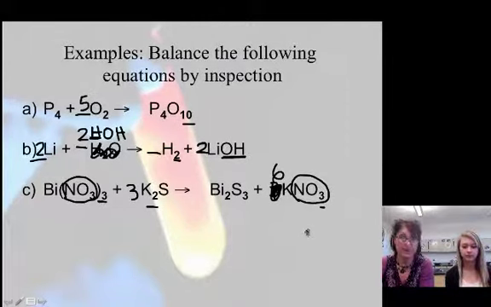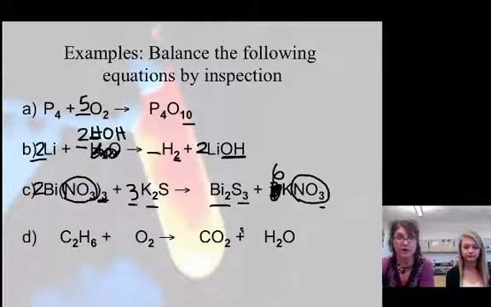Now what? Now I have 6 nitrates. Now you have more nitrates on one side. That's okay, because look, 3 goes into 6 2 times. So we'll put a 2 there, and that fixed bismuth. And look, sulfur is 3. Good thing we had a 3 here, because sulfur now is all fixed too. So balancing by inspection is just going back and forth until you get them all the same.